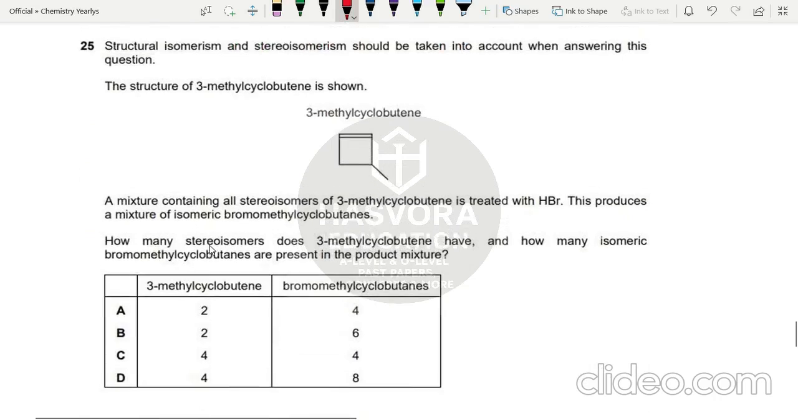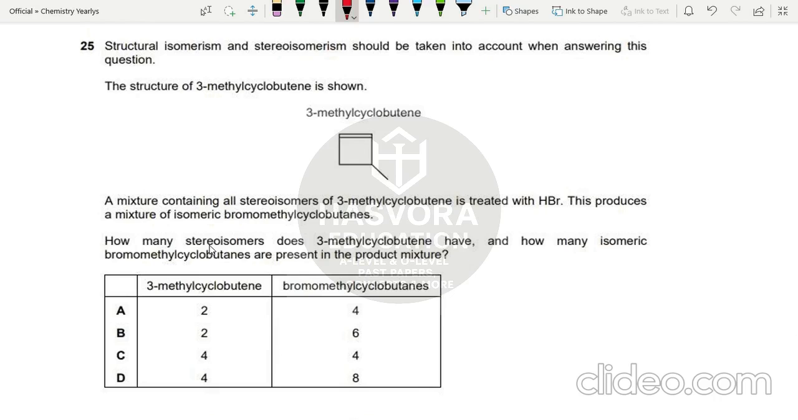Now this is one of the most interesting and difficult questions, because it tests a concept that has not been taught to many students. Structure isomerism and stereoisomerism should be taken into account when answering the question. The structure of 3-methyl cyclobutene is shown, a cyclic structure. A mixture containing all the stereoisomers of 3-methyl cyclobutene is treated with HBr. This produces a mixture of isomeric bromomethyl cyclobutanes.